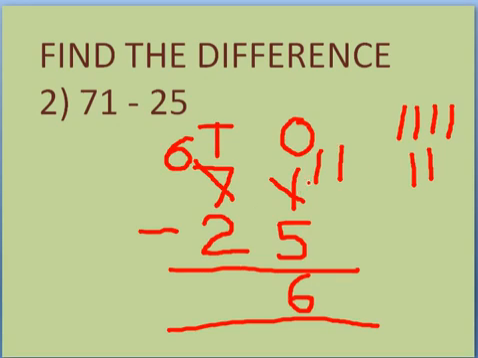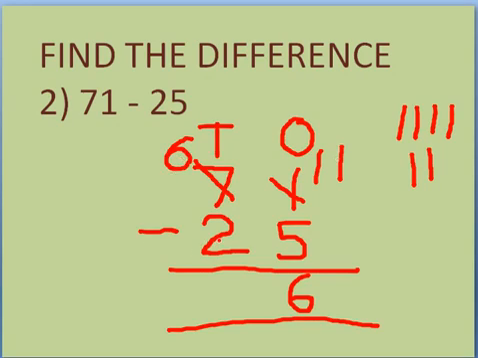Okay. Now subtraction at ones place is done. Now we will go to tens place. At tens place it is 6. Why 6? Because we have taken one 10 from here to ones place. Now there are 6 tens.